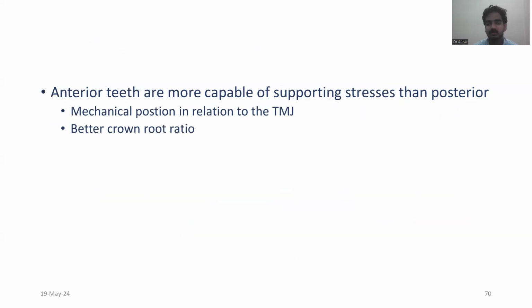So anterior teeth are more capable of supporting stress than posterior. Like I said before, why? Because of the mechanical position in relation to the TMJ. Since the anterior teeth are located far away from the TMJ, the length is more, the amount of load which comes to the anterior teeth will be less, and they have a better crown root ratio. Okay.